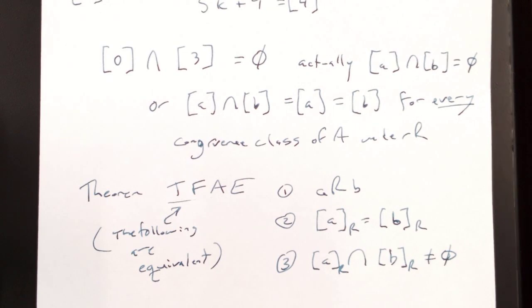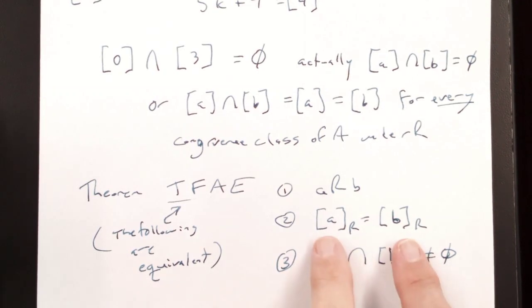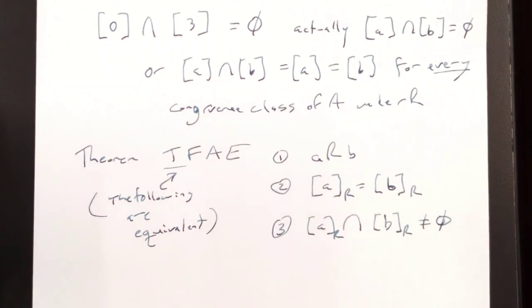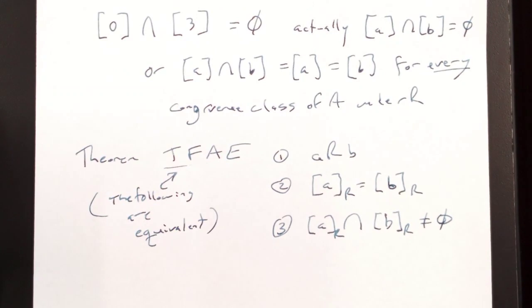So A is in relationship to B. The equivalence class of A is equal to the equivalence class of B, and then the equivalence class of A and the equivalence class of B have a non-empty intersection. They have something in common. As soon as they have something in common, they have everything, because they're either disjoint or they're the same. Got it. Okay. So it suffices to show that they just have one thing in common, and then you know they have to be the same.